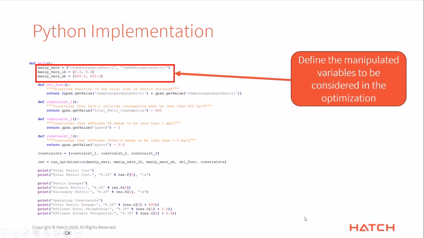Where you can see in this first Python variable definition, we have the cryptic tags that correspond to the GPSX cryptic tags, and that's what we're going to be changing. And we specify what our lower and upper bounds are going to be.